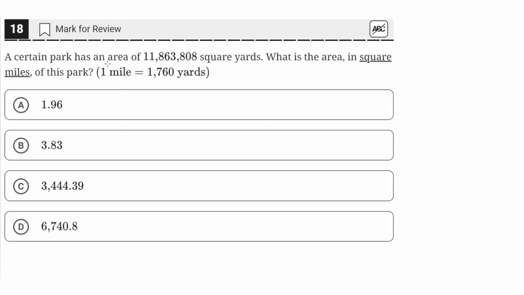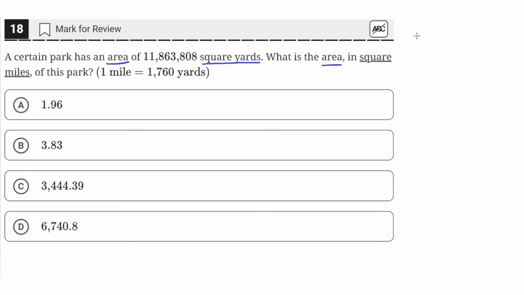A certain park has an area of 11,863,808 square yards. What is the area in square miles of this park? And 1 mile is equal to 1,760 yards. So the area of this park is this large number in square yards, and we need to convert that into square miles. So we know that 1 mile equals 1,760 yards.